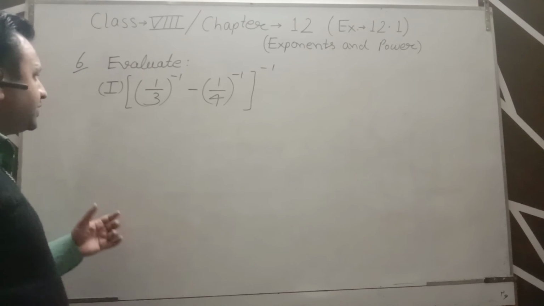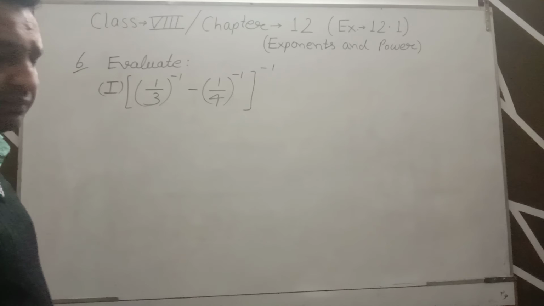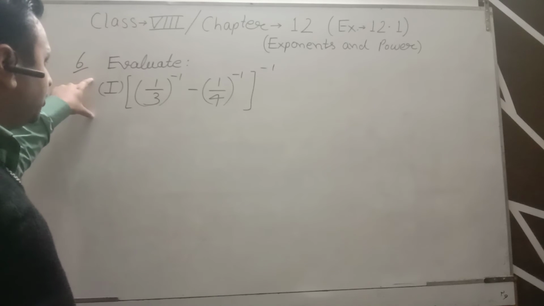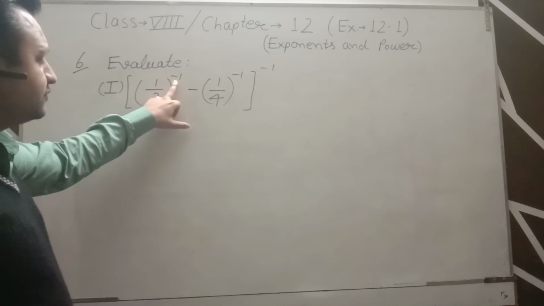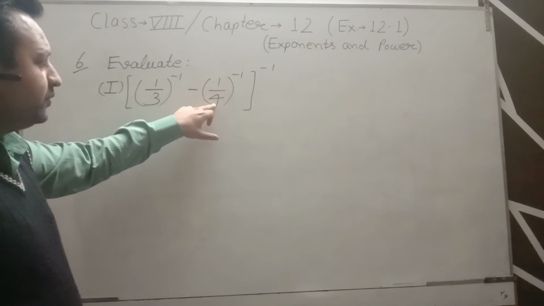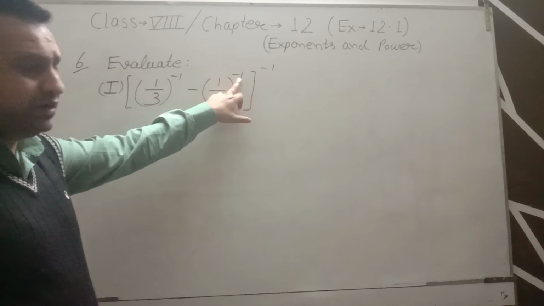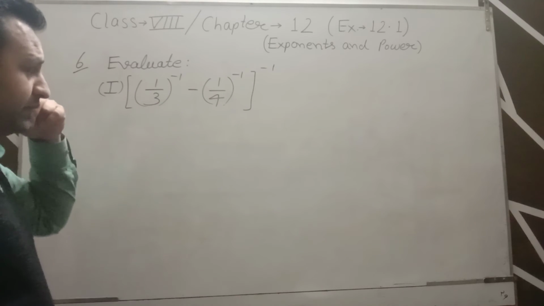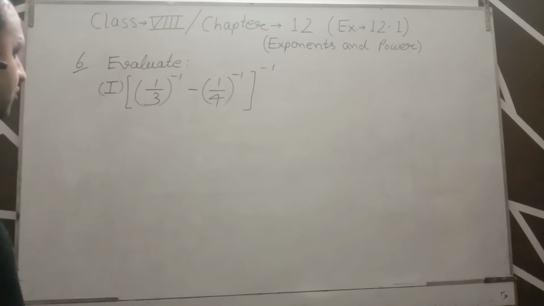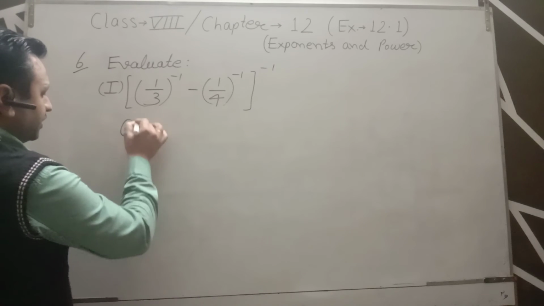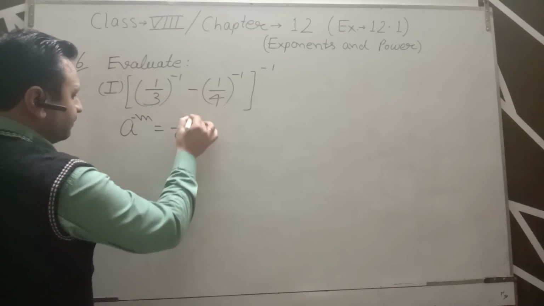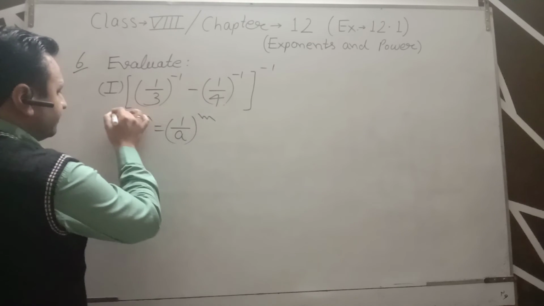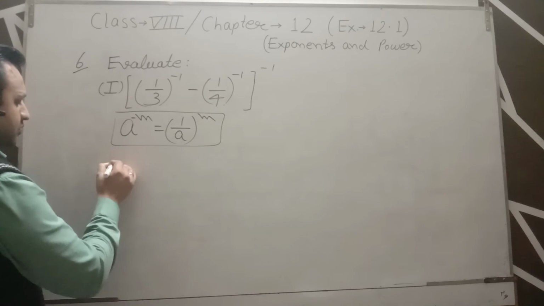Okay students, now we discuss question number 6. In the question number 6, evaluate, we have to find out value of 1 upon 3 whole power minus 1 minus 1 upon 4 whole power minus 1 and then whole power minus 1. So to simplify it, the law of exponent we can use. A raised to the power minus m is equal to 1 upon a whole power m.